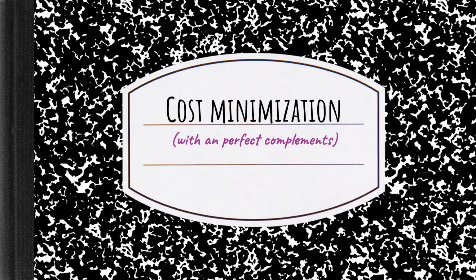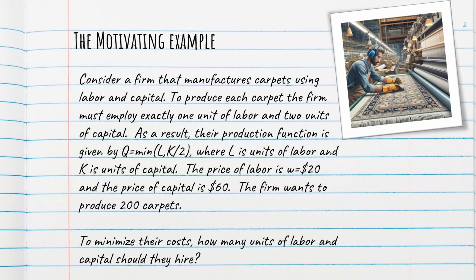In this short video, we're going to learn how to execute a cost minimization problem when we have a perfect complements production function. Let's consider a firm that manufactures carpets using labor and capital. To produce each carpet, the firm has to employ exactly 1 unit of labor and 2 units of capital. As a result, their production function is given by the minimum of L and K divided by 2, where L is units of labor and K is capital.